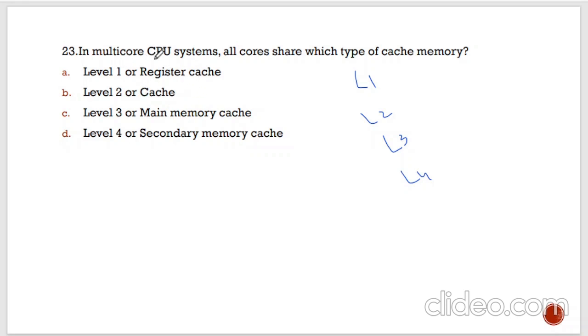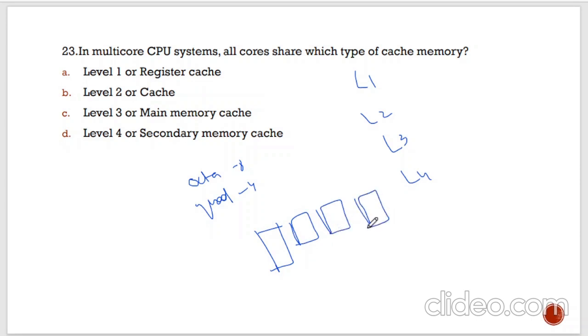In multi-core CPU systems, let us consider octa-core, which is 8 cores, or quad-core, which is 4 cores. Let us consider, just as an example, 4 cores of CPU, that is multi-core. Each core of the CPU will have its own level 1 and level 2 cache.